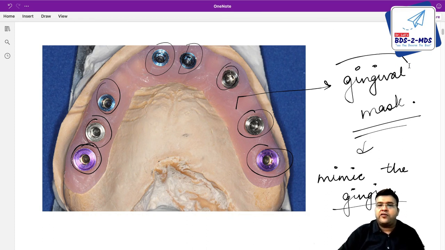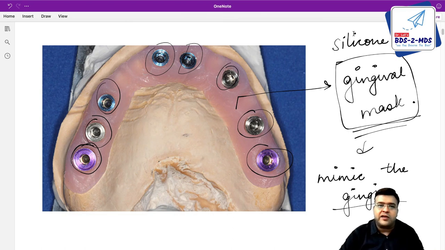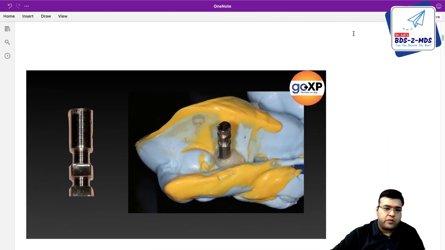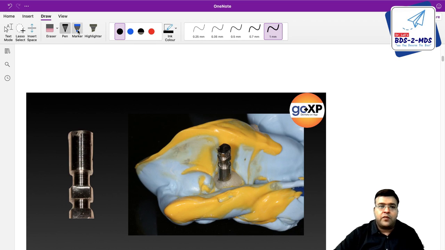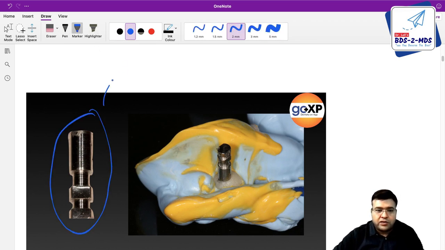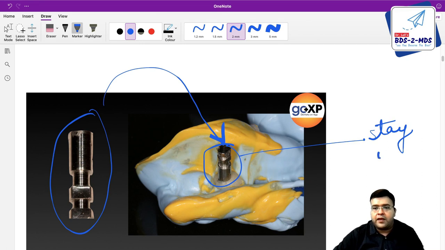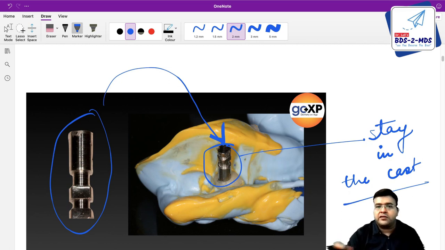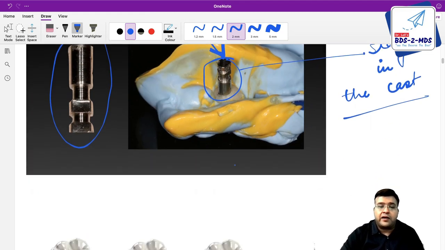So you have these analogs and then you have a gingival mask, which is basically made up of silicone material, right? Like your light bodies or your rubber-based materials. Your silicone materials, you can inject them with the gun the way you do for your light bodies. This is called your gingival mask, right? This is how the model is poured. So what you see here is the analog, which is here, right? And this analog goes in and fits onto the impression coping in the model. Once you pour this, this entire part is going to stay in the cast, or the model. So that is what is called an implant analog, right?